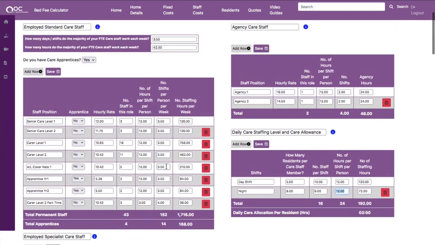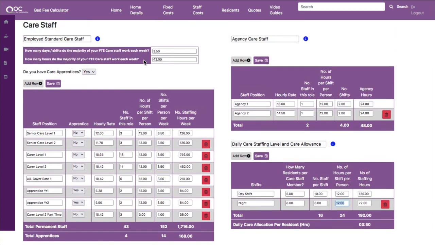So in this case, full-time equivalent, how many days or shifts do the majority of FTE staff work each week is clearly 3.5. And how many hours do the majority of FTE staff work each week? That's 42 hours. So 3.5 times 12 because they're on 12-hour shifts. So you have 4 apprentices, as you see here, 43 non-apprentice staff, total number of shifts, total number of hours.